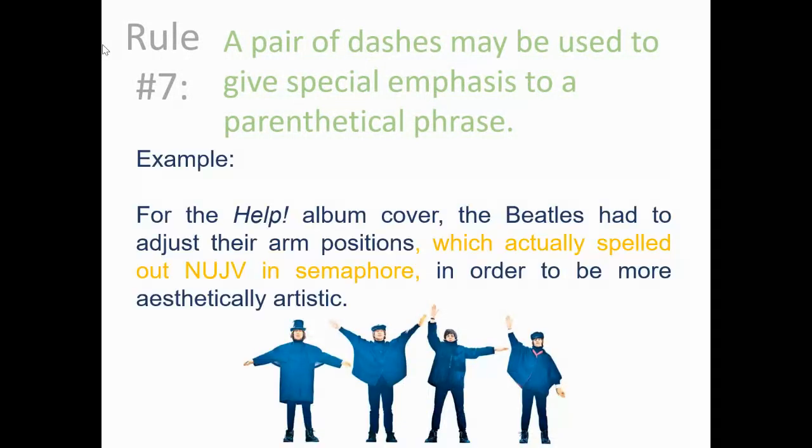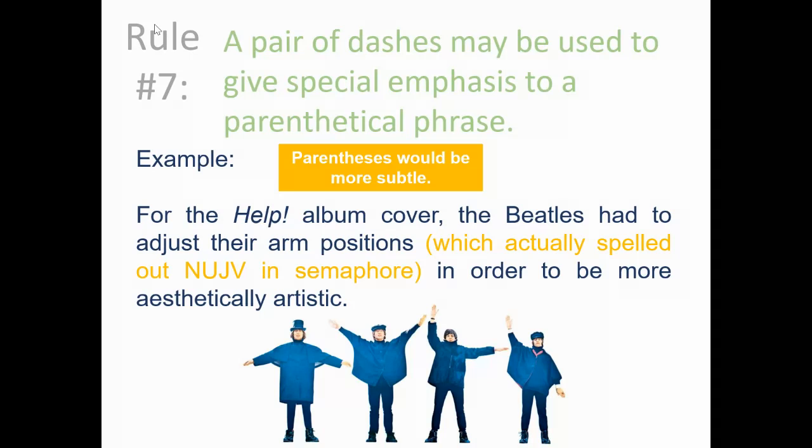I said for the Help album cover, the Beatles had to adjust their arm positions, which actually spelled out NUJV in semaphore, which is a language, in order to be more aesthetically artistic. So people always thought that they spelled out the word help, but they're not. They're spelling out NUJV. Now, the commas are traditionally placed here to separate that adjective clause. You could also use parentheses, and if you did that, that would make it a little bit more subtle. You'd read it a little softer.